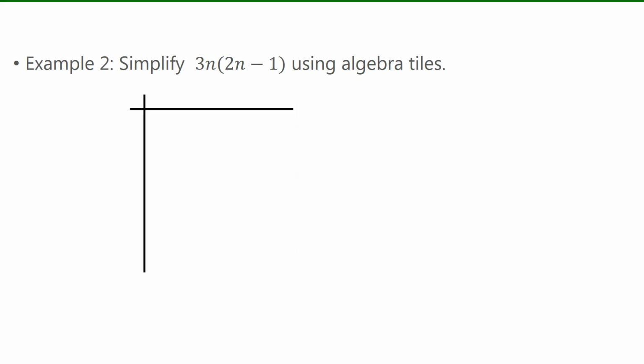We've got to multiply 3n by 2n minus 1. So put one of the expressions down the side and the other one across the top. And it doesn't matter where you put each one. I'm just going to put the 3n here. But you can easily put 2n minus 1 there. So here's my 3 positive n tiles. And I'll put my 2n minus 1 on the top.